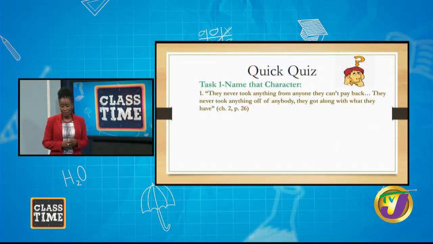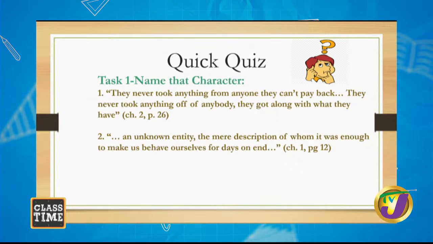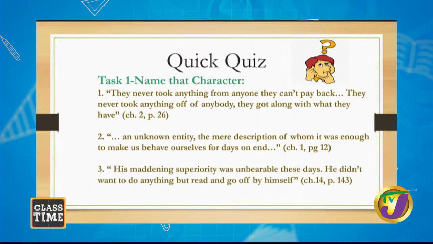The first description: They never took anything from anyone they can't pay back. They never took anything off anybody. They got along with what they have. Which character does this description befit? Did you say the Ewells? Not exactly. The Cunninghams. Very good. Next description: An unknown entity, the mere description of whom was enough to make us behave ourselves for days on end. Which character is this one referring to? Boo Radley. Excellent. Last one.